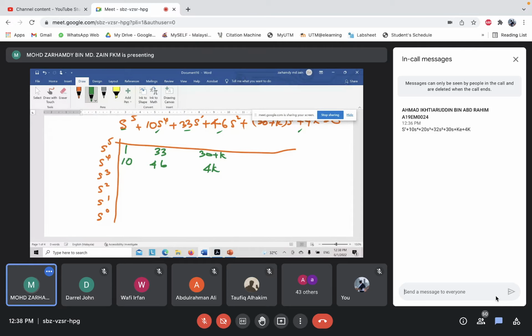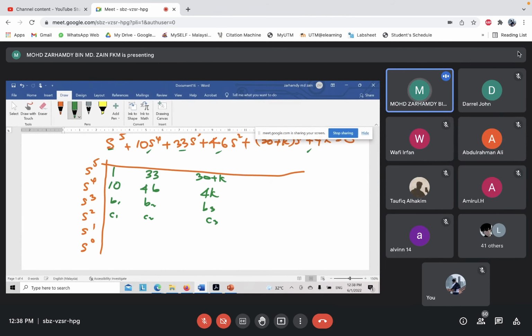Okay, so you need to define B1, B2, B3, C1, C2, C3, D1, D2, D3, E1, E2, E3. Good luck. Okay, cari cepat. We do this exercise to get the values of B1, B2, B3, C1, C2, and so on.